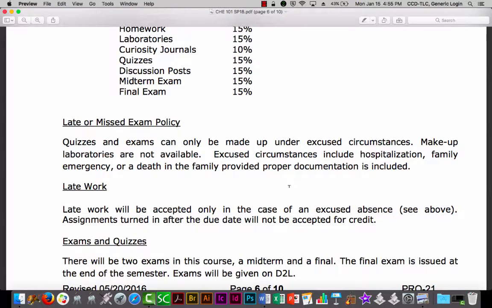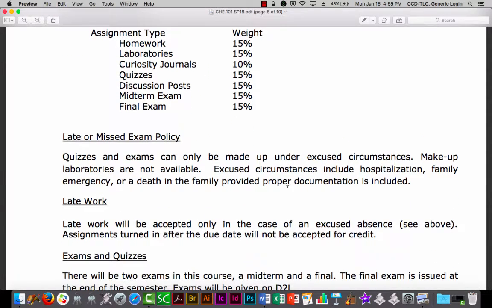Quizzes and exams can only be made up under excused circumstances, and these include things such as hospitalization, family emergency, death in the family, and so forth. And again, if something like this comes up, let me know immediately. The sooner you let me know about issues, whether it's being sick or having a family emergency or you don't understand something or you can't find something, the easier it will be for me to help you. But if you wait till the last minute, it becomes much more difficult for me to help you.